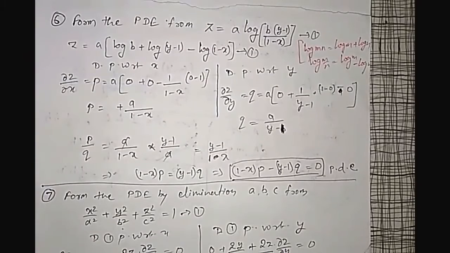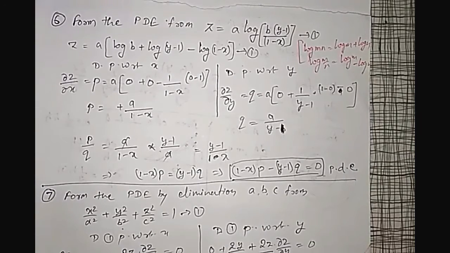P divided by q, that is a divided by 1 minus x into the reciprocal of q, y minus 1 divided by a. The a cancels. Therefore, (y minus 1) divided by (1 minus x). Cross multiplying, (1 minus x) into p is equal to (y minus 1) into q, or in simplified form, this is our required PDE. Up to now, whatever examples were solved contained only p and q, that is, first order partial differential equations.